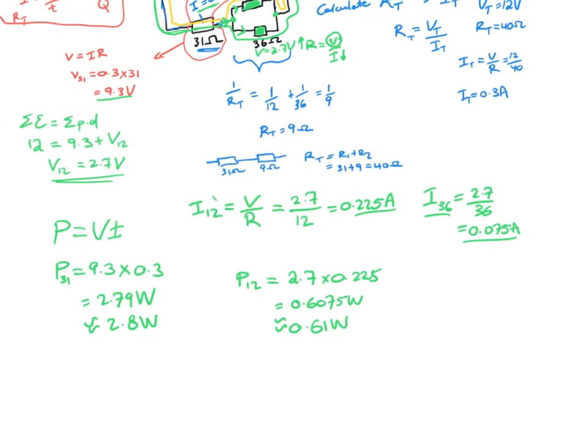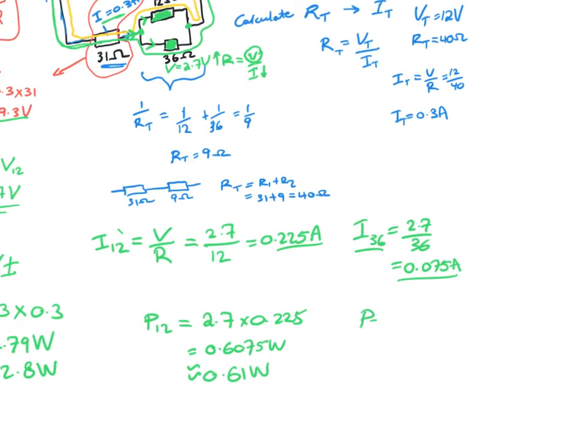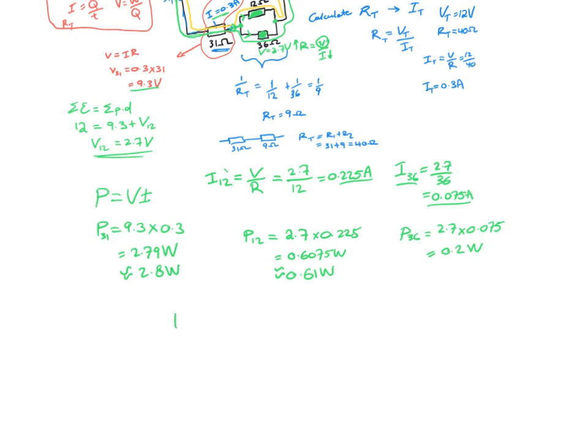And then for the last resistor, it's 2.7 times 0.075, which gives us about 0.2 watts. And if I want to know the total rating of all of them, I just add all three together. And I'll get the answer of about 3.5. No, 3.6.